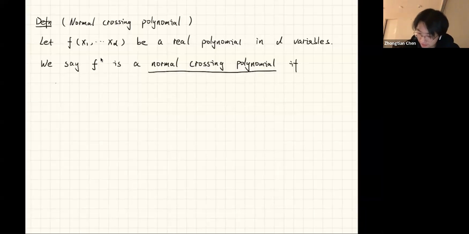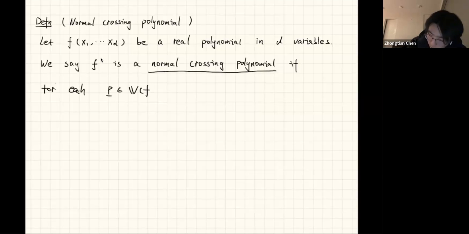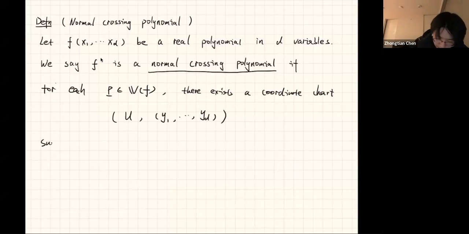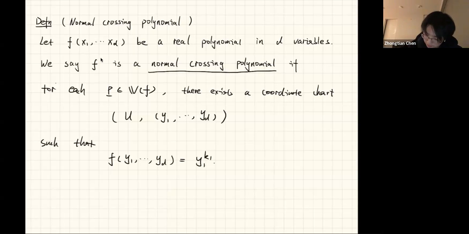Right, now let's define this normal crossing. If we take a real polynomial f in d variables, then f is a normal crossing polynomial if for each point in the variety, there exists a coordinate chart u, y, such that f in this coordinate is just a monomial, where k is a non-negative integer.